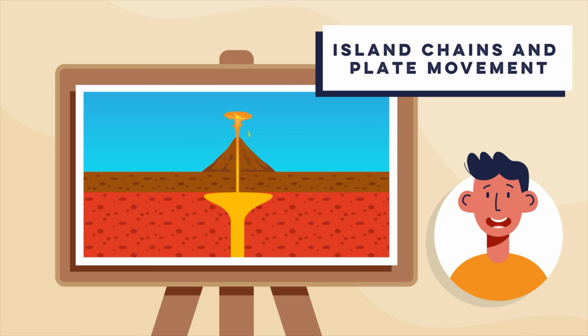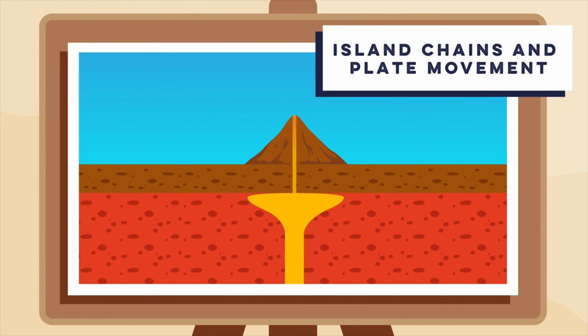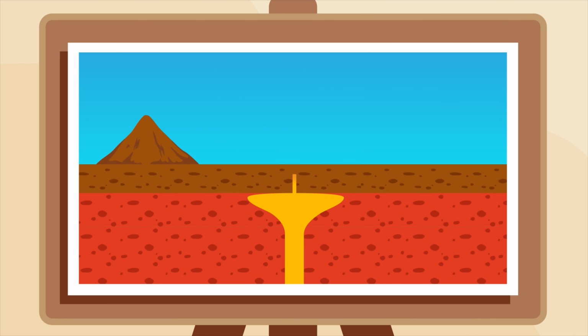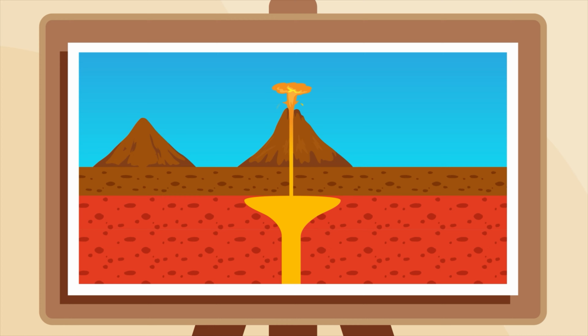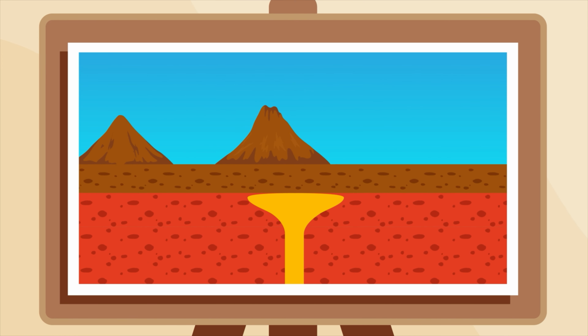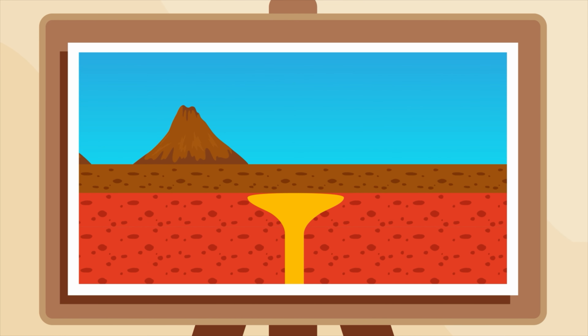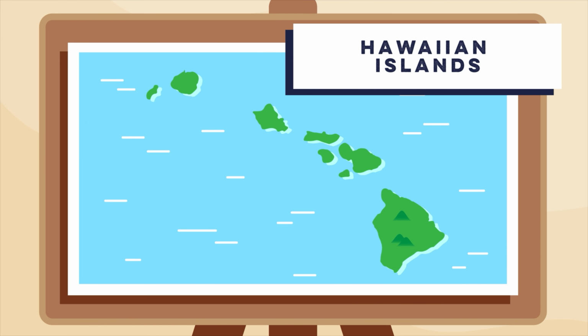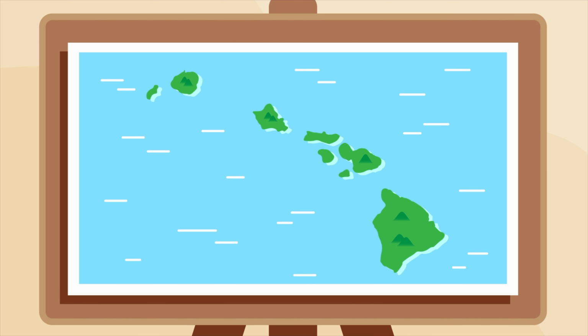Step 5: Island chains and plate movement. Over millions of years, as a tectonic plate moves over the stationary hotspot, a chain of volcanoes can form. Each new volcano forms as the plate moves away from the hotspot, creating a sequence of volcanic islands, like the Hawaiian Islands. Next time you see a volcano, remember the incredible journey of heat and magma from deep within the Earth to the surface. Hotspots are a fascinating part of our planet's geology, continually shaping and reshaping the landscape.